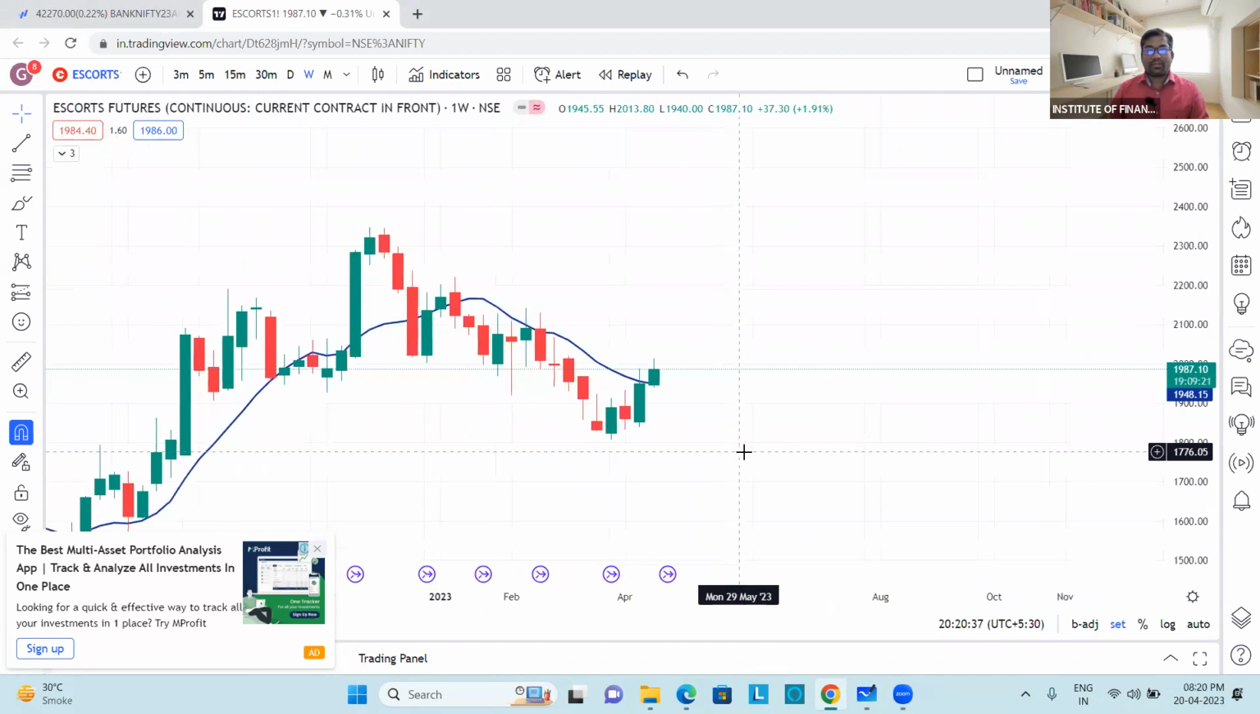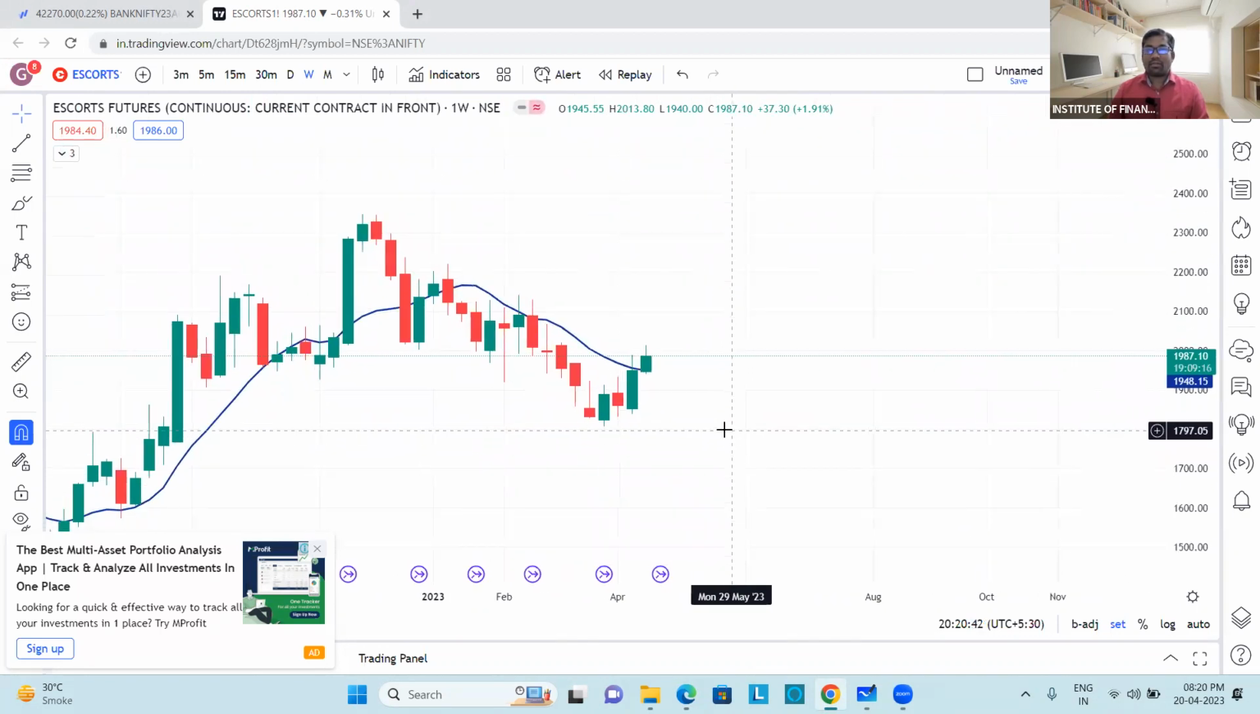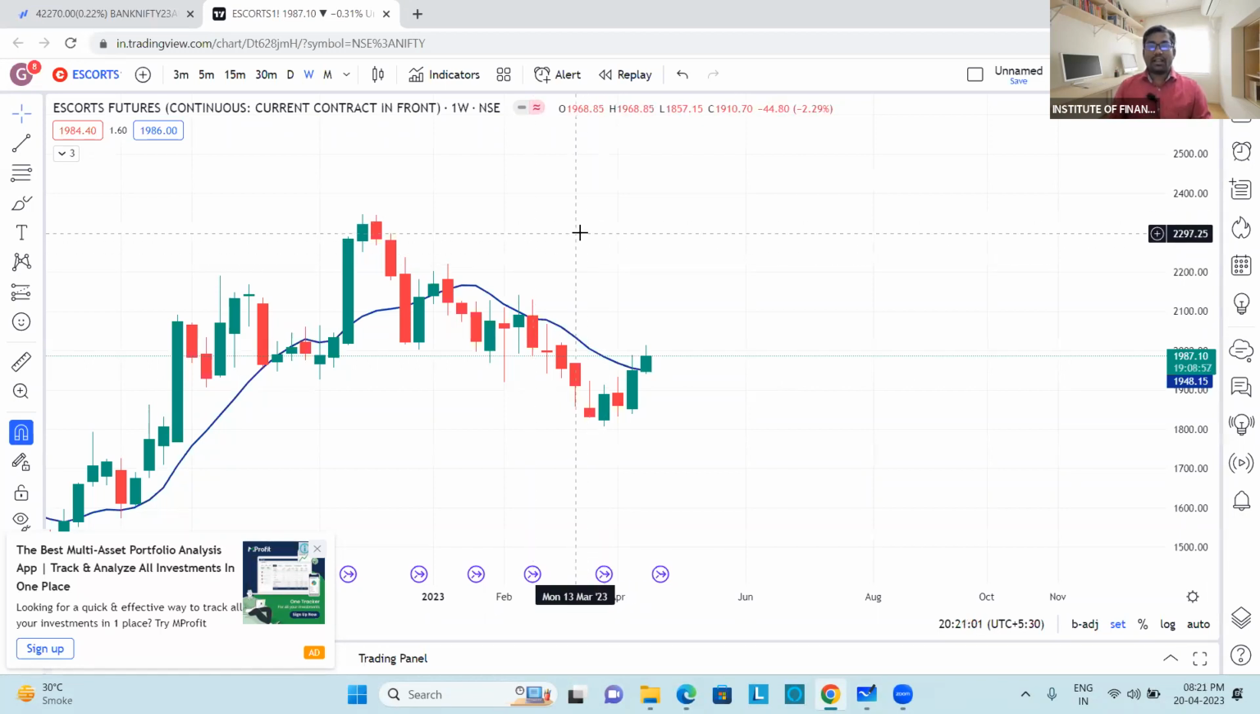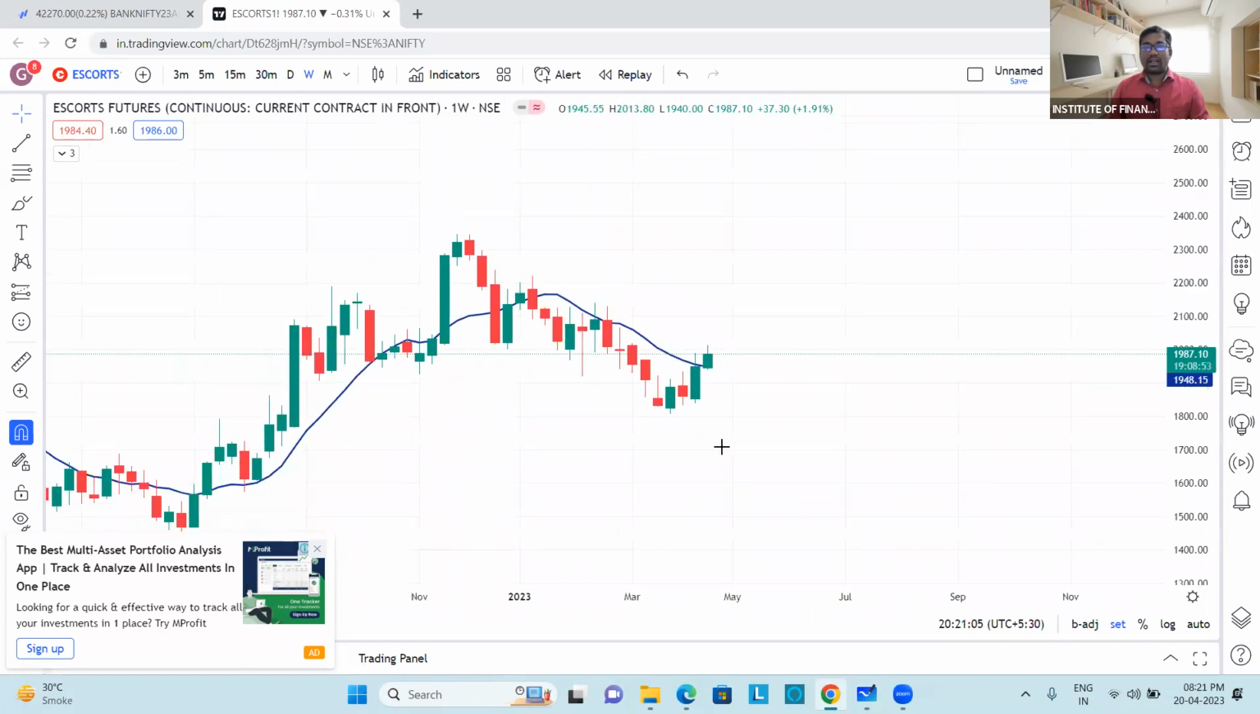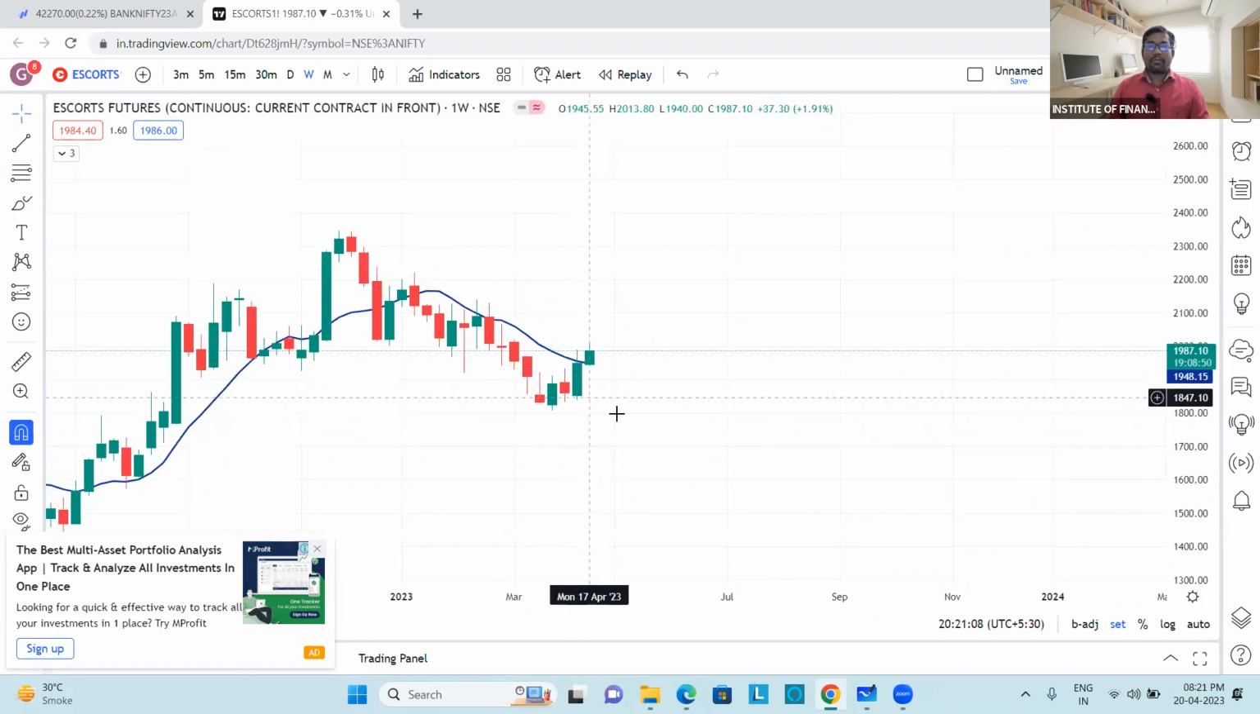Where is the weekly breakout, sir? Where is the weekly breakout? Rounded bottom or W pattern? There is no W pattern here. Sir, who told this? Sagar ji. Where is the breakout? Weekly breakout.